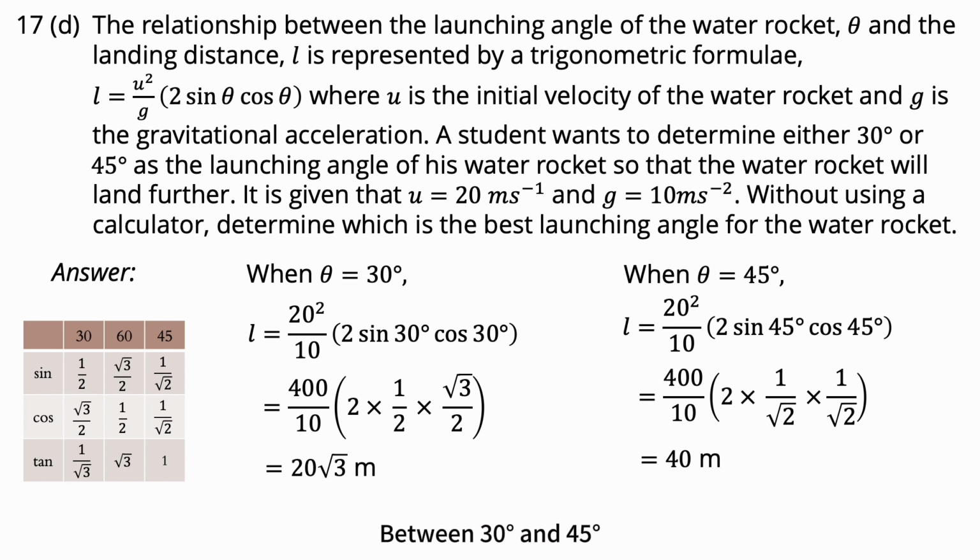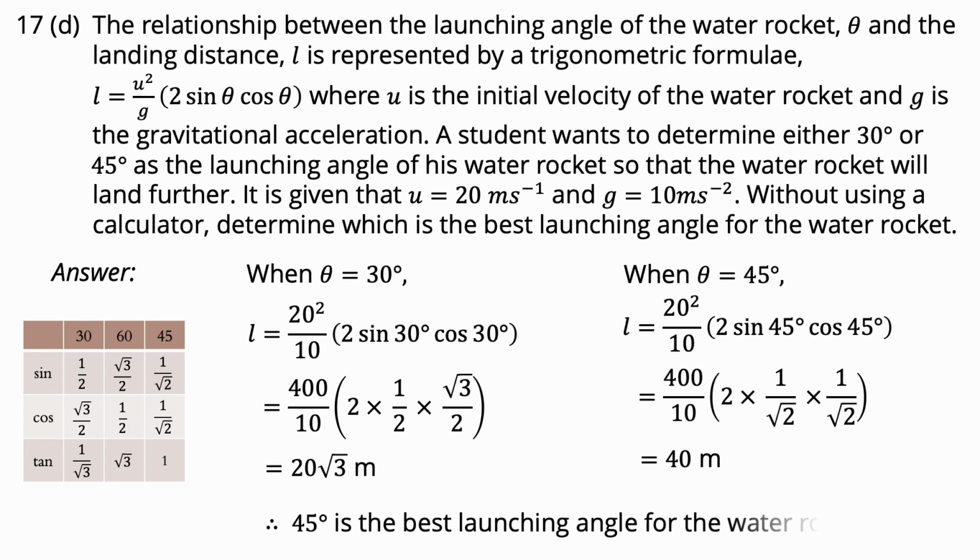Between 30 degrees and 45 degrees, launching at 45 degrees makes the water rocket fly farther. Therefore, 45 degrees is the best launching angle for the water rocket.